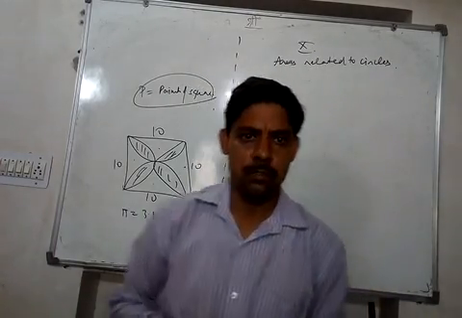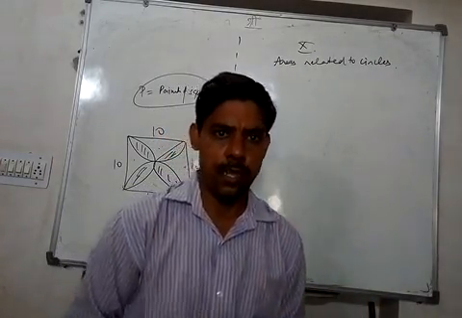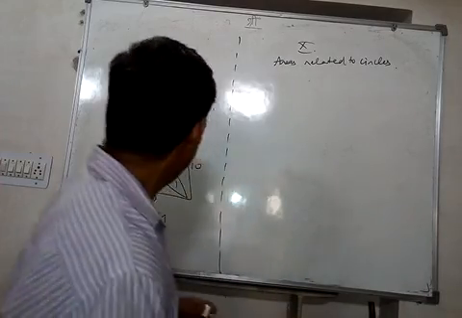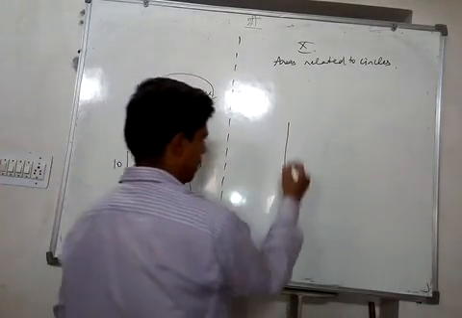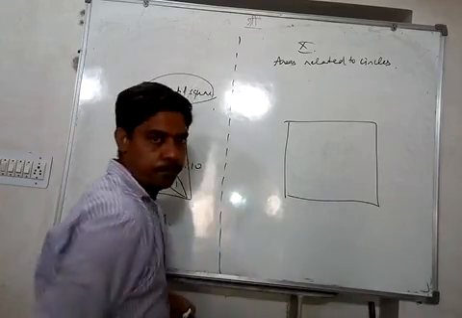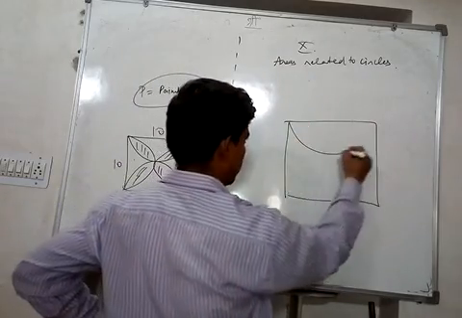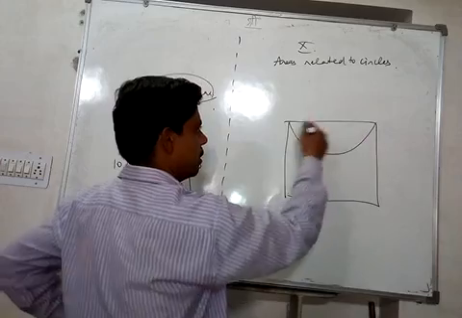So good afternoon class 10 students. Let us solve some more questions on areas related to circles. First question is this one. There is a square, okay, and these are four semicircles taking the sides as diameter.